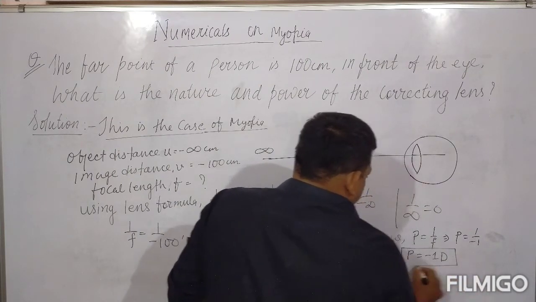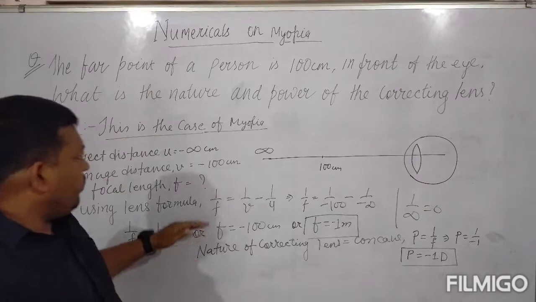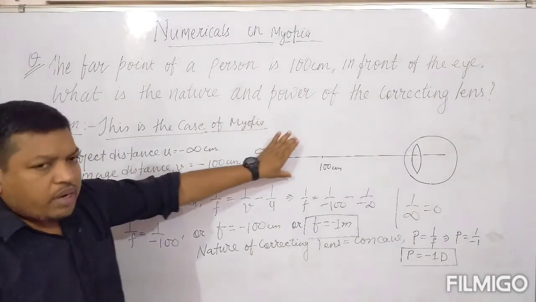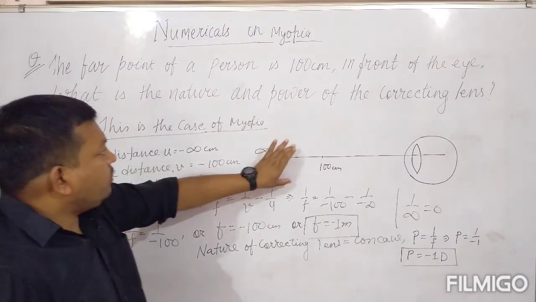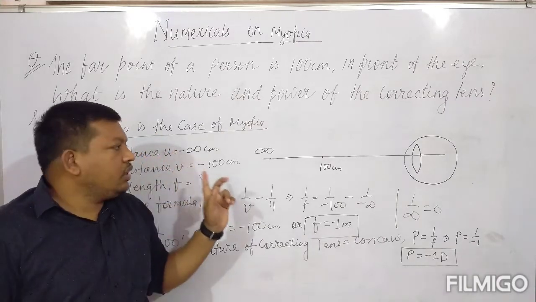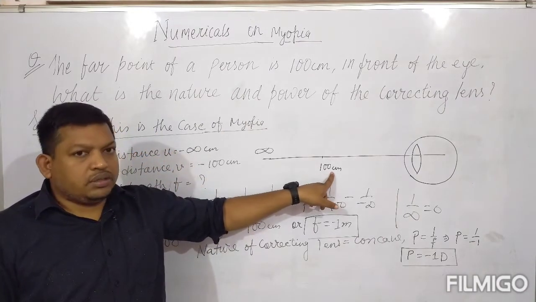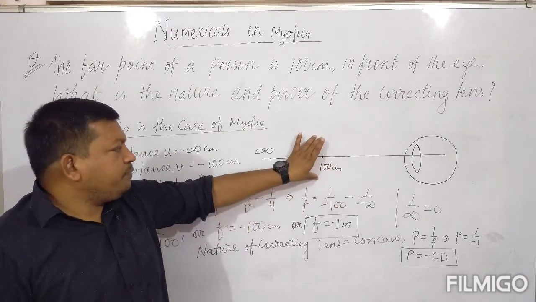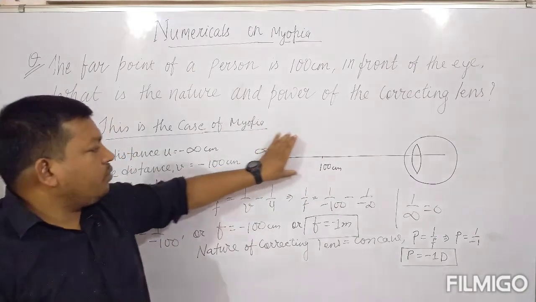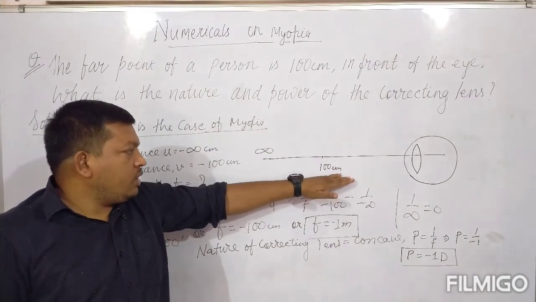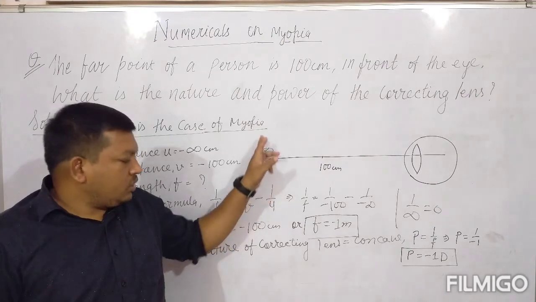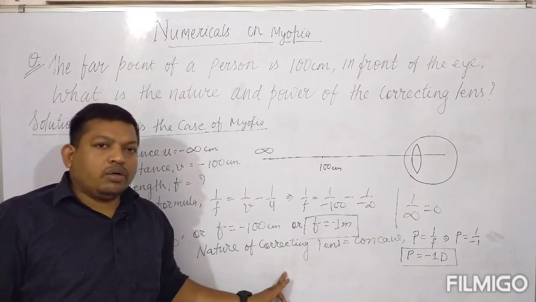This is the answer. We only have to know what the object distance and image distance are in case of myopia. If the far point is given, it means the image of the object which is at infinity is forming at 100 centimeter. So image distance will be 100 centimeter and object distance will be infinity. So this is the answer. Hope you have understood the question.